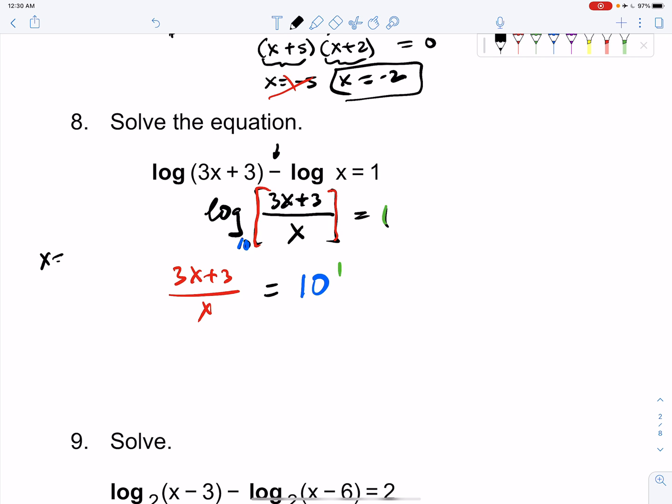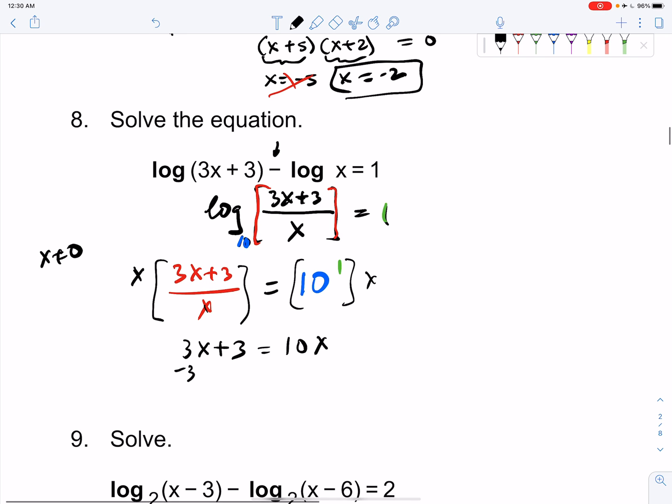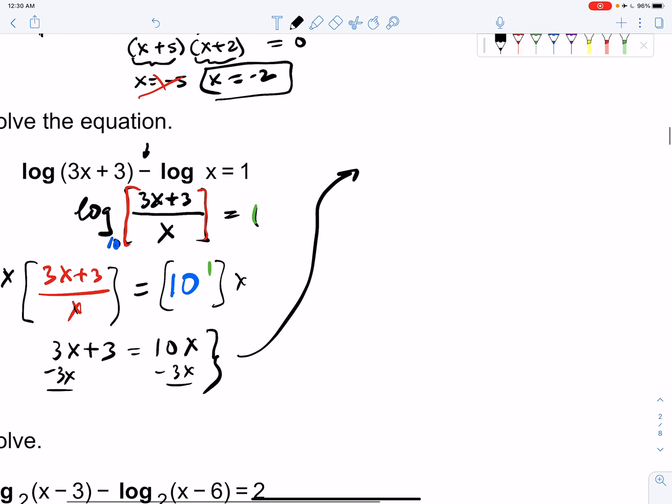We'd also want to say x cannot equal 0 here, right? So we multiply both sides by x. And now we end up getting 3x plus 3 equals 10x. And now we just go ahead and solve by, let's go ahead and subtract 3x on both sides. And I'm going to take this and write it up here because I'm getting a little squished for space. So now I've got 3 equals 7x divided by 7. And here we go, x equals 3/7.